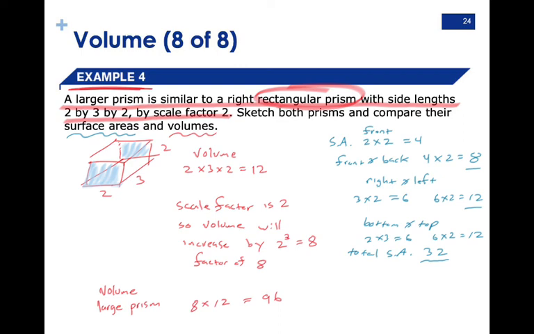Now that's the original figure. Now if we want to go to the larger one, since our scale factor is 2, then we know that the surface area will increase by 2 squared, or by a factor of 4. So 4 times the original surface area of 32 will give us 128 units in this case. So it's helpful to draw some of the figures, but eventually using some of these relationships will help simplify that as well.